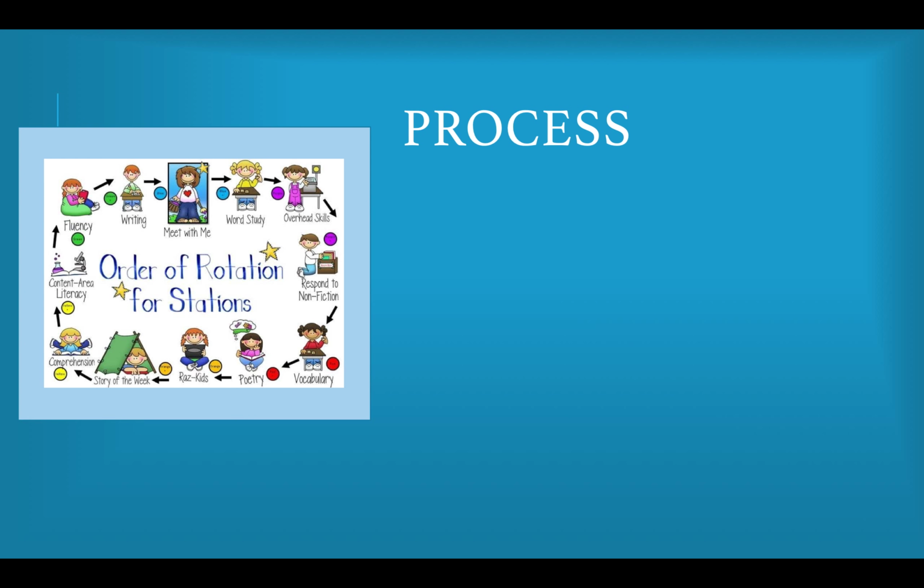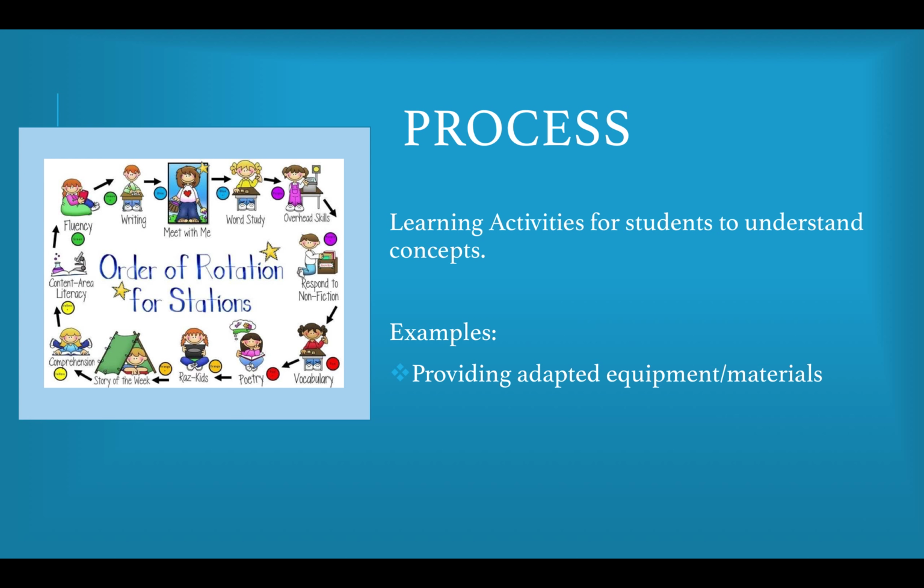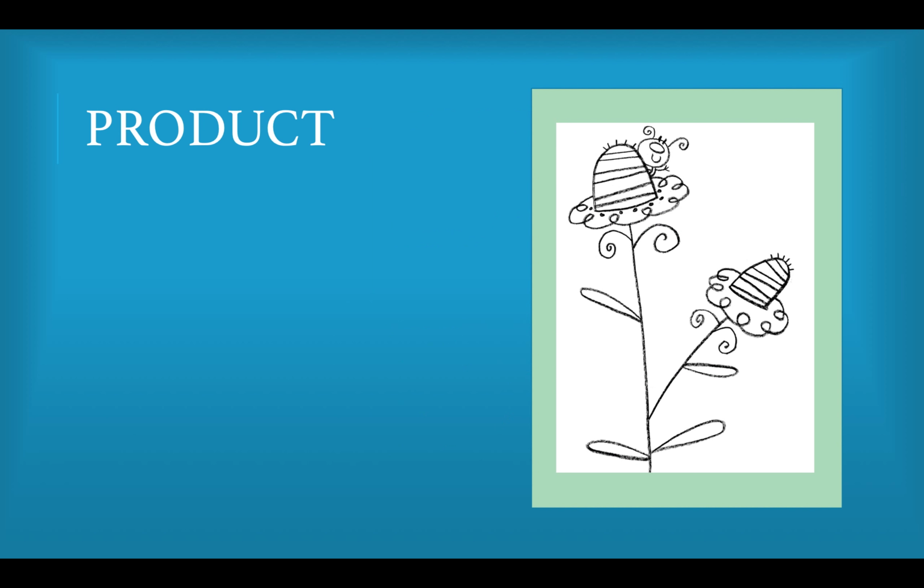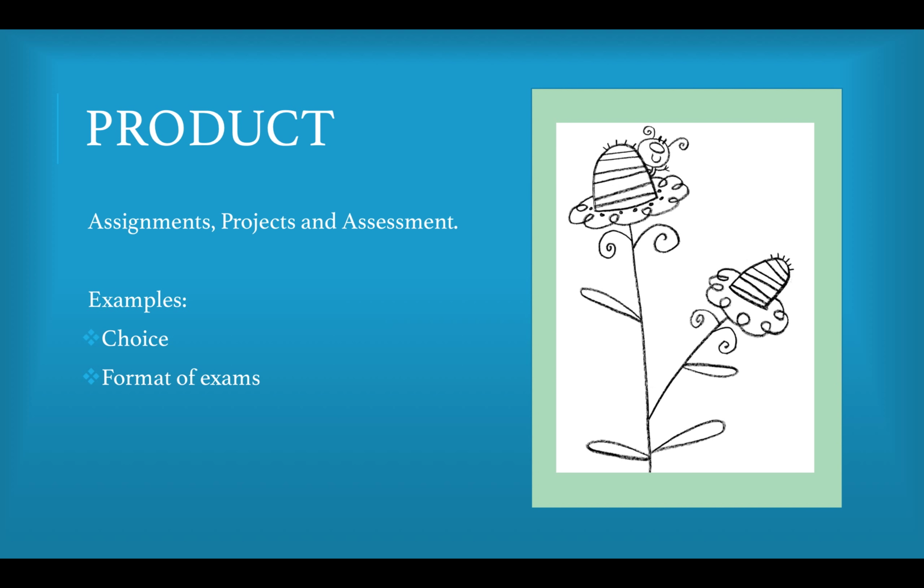Process. Learning activities which provide apt opportunities for all students to engage in understanding of concepts. Examples of ways to differentiate process are providing adapted equipment or materials, making use of learning centers, and collaborative learning activities. Product. Assignments, projects, and assessment. Ways to differentiate product are providing students with choices for the format of their assignments, allowing students to take exams orally or in writing, and having different performance expectations and evaluations for students depending on ability and challenges.